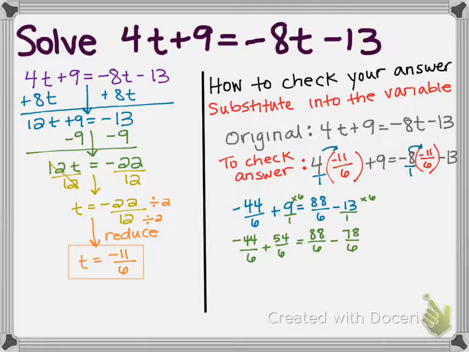Now to finish checking my answer, I can combine the numerators on the left and the right side. Negative 44 plus 54 is 10, so it's 10 over 6 on the left. 88 minus 78 is also 10, so it's 10 over 6 on the right. Notice that the left side and the right side of the equation match, so that means that the answer of negative 11 over 6 is correct. Meaning you could know that you got the problem right even without me as your teacher checking it.